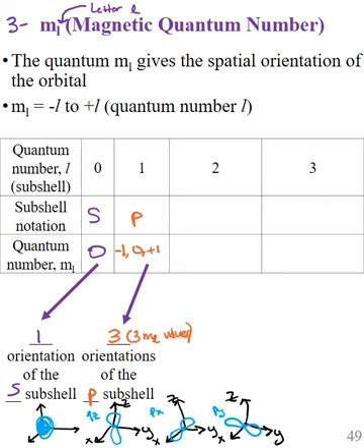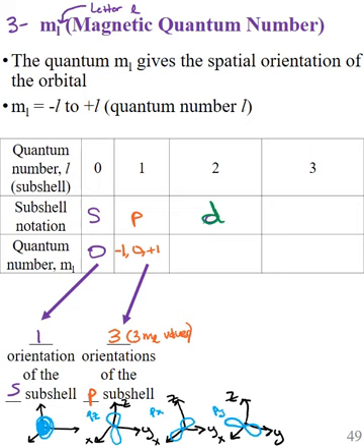Now let's look at the next one. Here we have L equals 2. If L equals 2, what is the subshell notation? This is going to be the D subshell. Okay, and then what are the quantum numbers that this could have? And I should say the quantum number m sub L. What could that have?